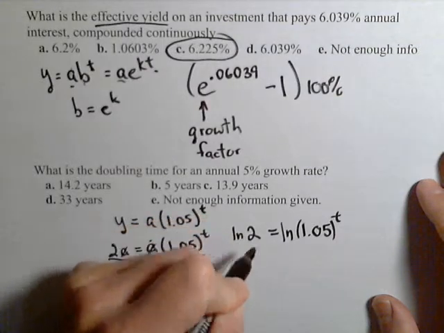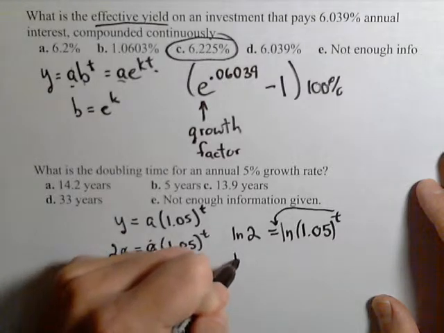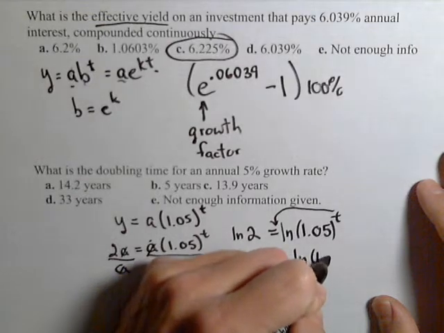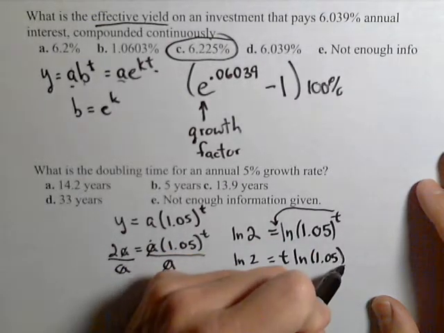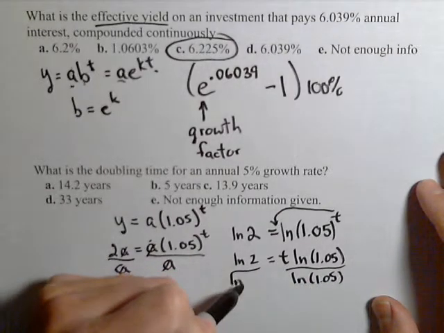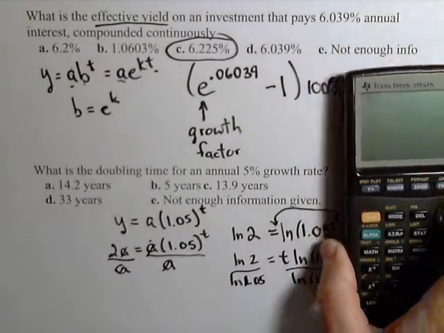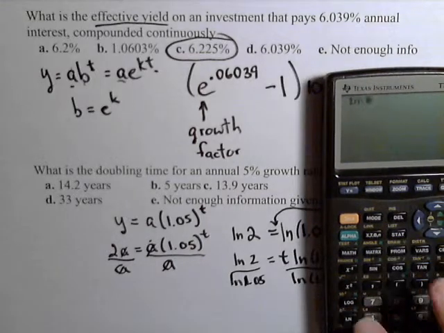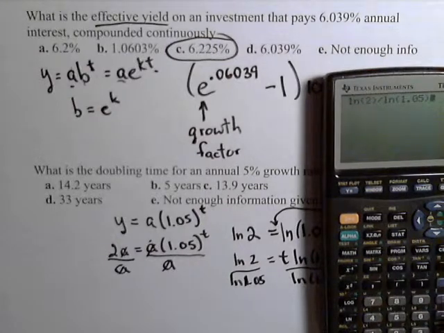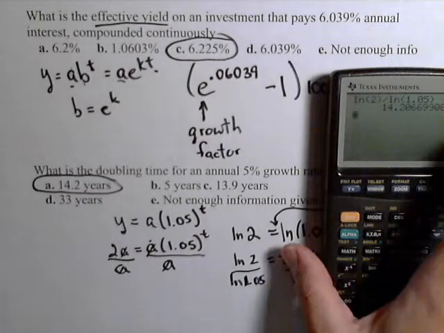I'm going to take ln of both sides. The reason I do that is because I can apply a property of logs that allows me to pull the t out front. So I have ln of 2 equals t times ln of 1.05. And last step in solving for t is divide both sides by ln of 1.05. Now clearly, none of our answers are put in this form, so we'll bring back our calculator. ln of 2 divided by ln of 1.05, and we get the answer about 14.2 years is the amount of time it will take for it to double.